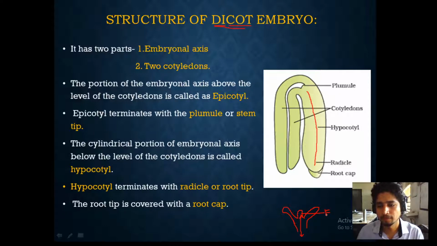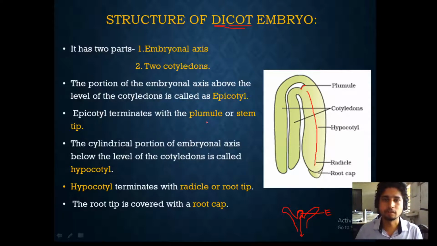The portion of embryonal axis above the level of cotyledons is called the epicotyle. Here it is not very clearly distinct, but you can imagine this is considered to be the epicotyle, and this epicotyle is terminating with the plumule. So this structure is the plumule. Here also, the terminating point of this epicotyle is the plumule.